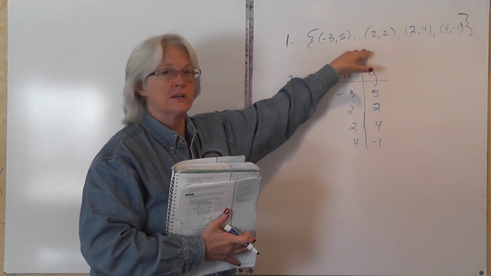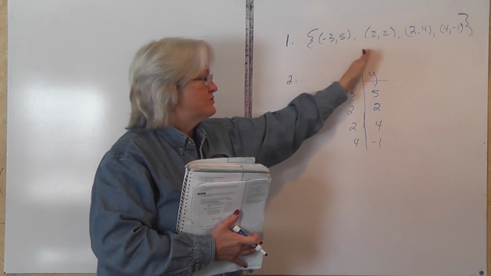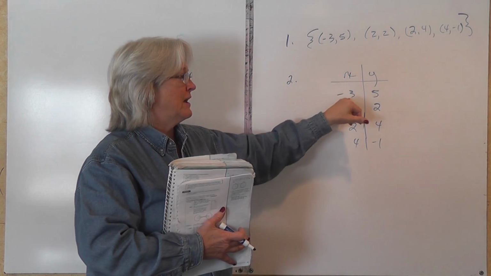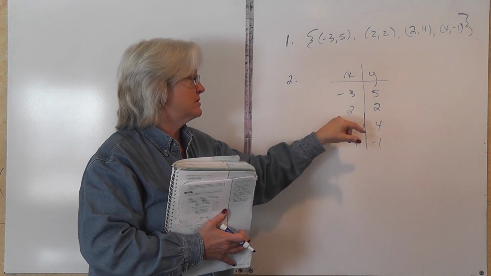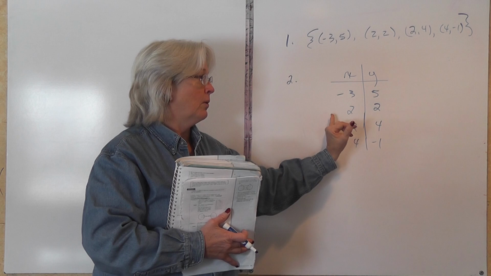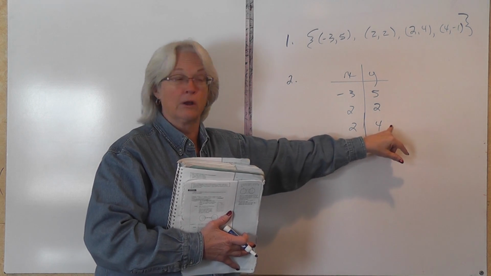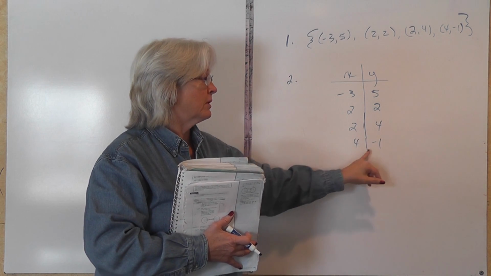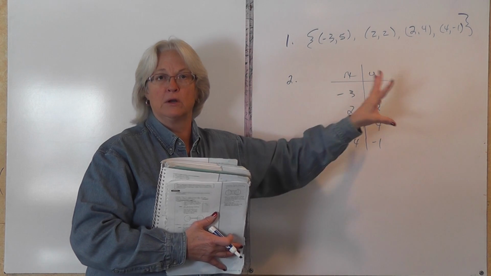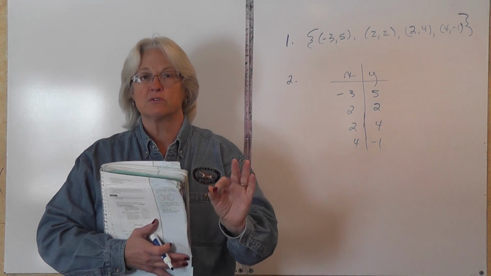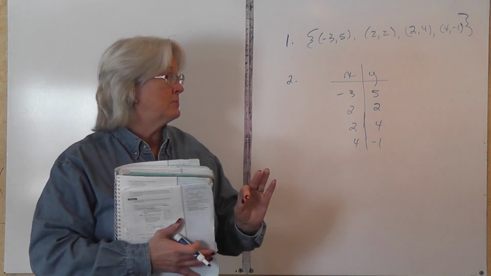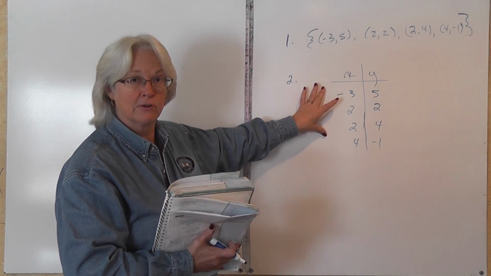So we have set notation, we have a chart where we see what value we have. If x is -3, y has to be 5. If x is 2, y has to be 2. Or if x is 2, y can be 4 here. If x is 4, y is -1. And someone in class said, oh, but this is not a function, but it's a relation. Exactly true. We'll talk about functions in a moment. But this describes a relation.